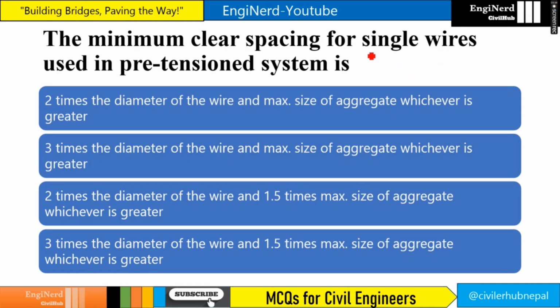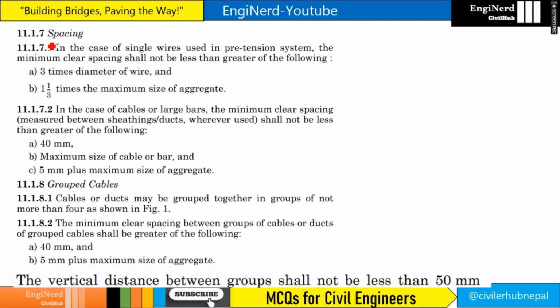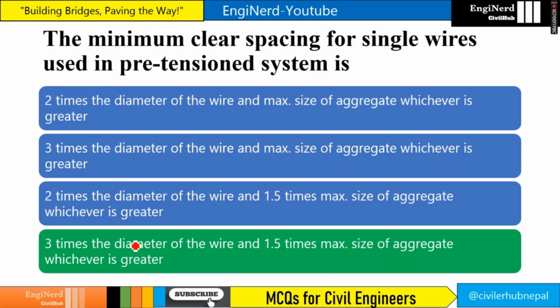Now, the minimum clear spacing for single wires. So here it is single wires, right? This is from the IS code, and what does it say? In the case of single wires used in pre-tension system, the minimum clear spacing shall not be less than the greater of the following: 3 times the diameter of wire and 1/3 times the maximum size of aggregate. Let's see, 3 times the diameter of the wire and 1/3, right? So it's near 1.5 times the maximum size of aggregate, whichever is greater for the single wire.